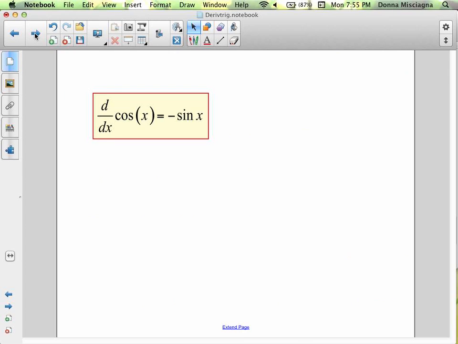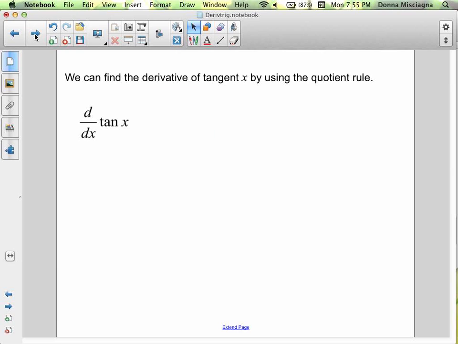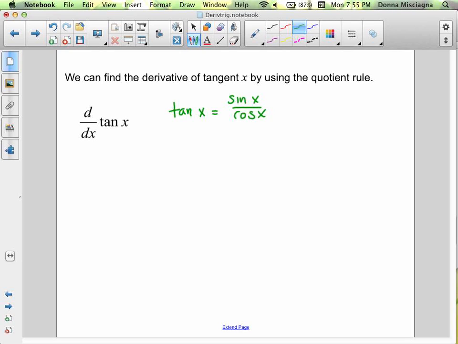We're going to use those two rules plus the quotient rule to find the derivatives of the other four trig functions. As a reminder, the other four trig functions can be rewritten in terms of sine x and cosine x, and we already know the derivative of sine x and cosine x. So for instance, we can find the derivative of tangent x by using the quotient rule, because we can rewrite tangent x. Tangent x is equal to sine x divided by cosine x.